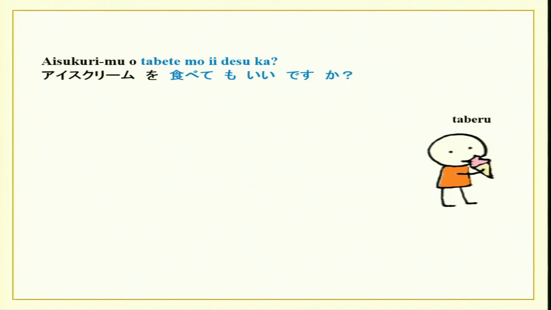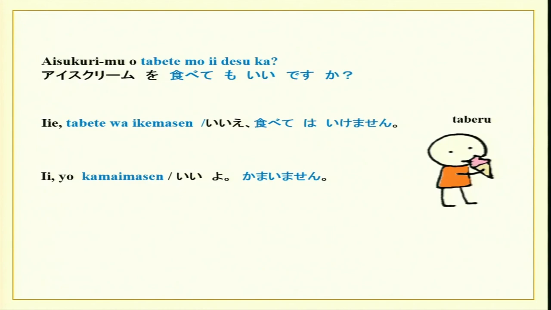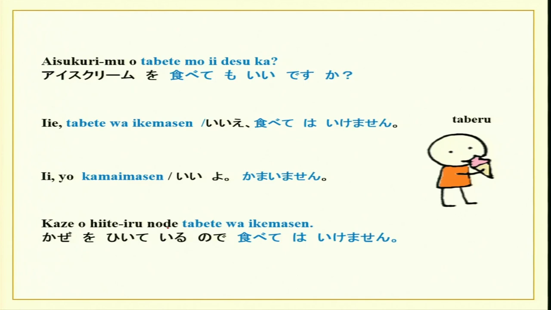Now, ice cream o tabete mo ii desu ka? So, iie, tabete wa ikemasen. You cannot have ice cream. Ii yo, kamaimasen yo. I don't mind. You can go ahead. Now, he is giving reason also. Kaze o hiite iru no de. Very genuine reason. Hiite iru. Hiku is the verb. Hiite imasu. You have a kaze. You have a cold. So, tabete wa ikemasen. You cannot have. So, please practice this in different situations using different verbs and you will feel very comfortable. There is lots more today.